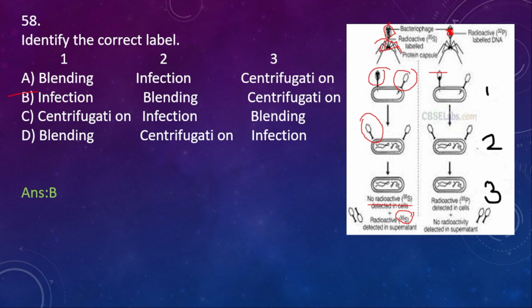Next, if the radiolabel is on the DNA, the genetic material, and this bacteriophage infects the bacteria, its DNA enters inside. After entering, the DNA is going to be multiplied and transferred to the next generation, that is, the daughter bacteriophages. So after centrifugation, radioactivity is detected in the cells, specifically P32. Why? Because what was transferred was DNA, not the protein. So no radioactivity is detected in the supernatant.